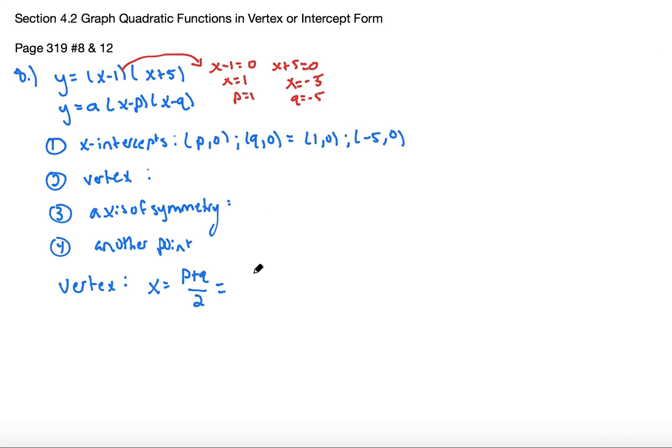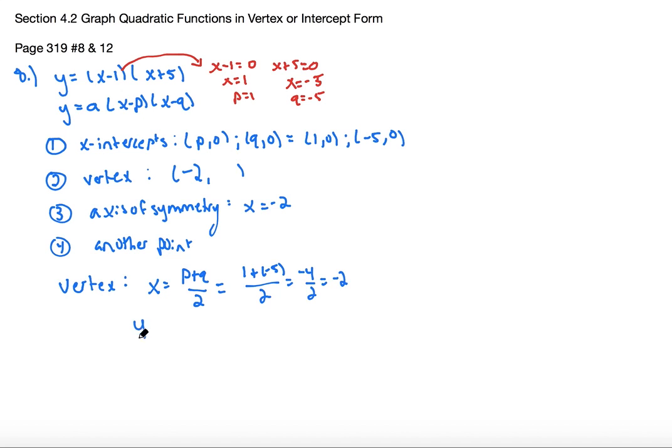So going back to our vertex formula, we have p plus q over 2. So we're going to have 1 plus a negative 5 over 2. And that's going to give us negative 4 over 2. So that's going to give us negative 2. So remember, that is our x-coordinate of our vertex, which also gives us the equation for our axis of symmetry.